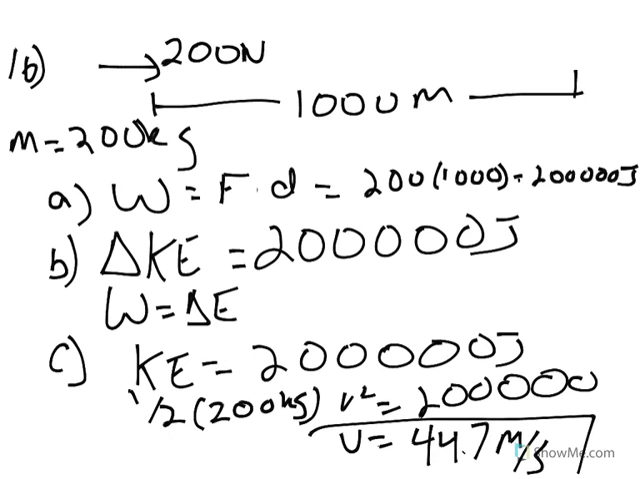Okay, so there you go. Basically, the way that works is you end up getting 100 v squared equals 200,000. Divide by 100, and you get v squared equals 2,000, and then you square root it.